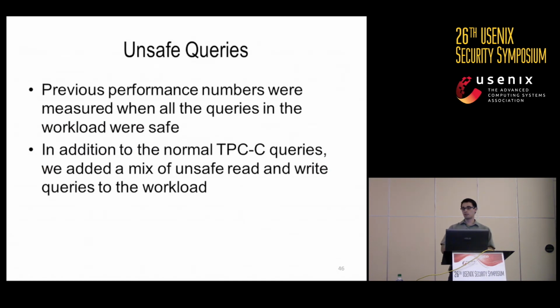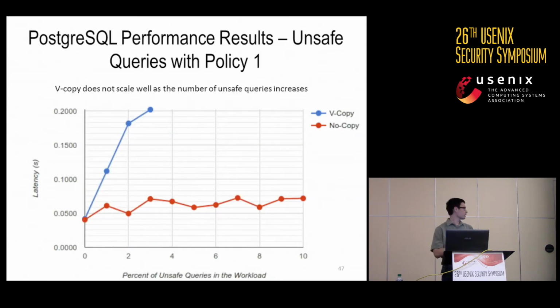Now, when we look at the unsafe queries in the workload, we wanted to not change the behavior of the benchmark, but we still wanted occasionally there to be queries that would need to be modified in some way. So we added a random mix of read and write queries to the workload. And we varied that number between 0 to 10% because we don't expect the attacker to be a large portion of the workload in this case.